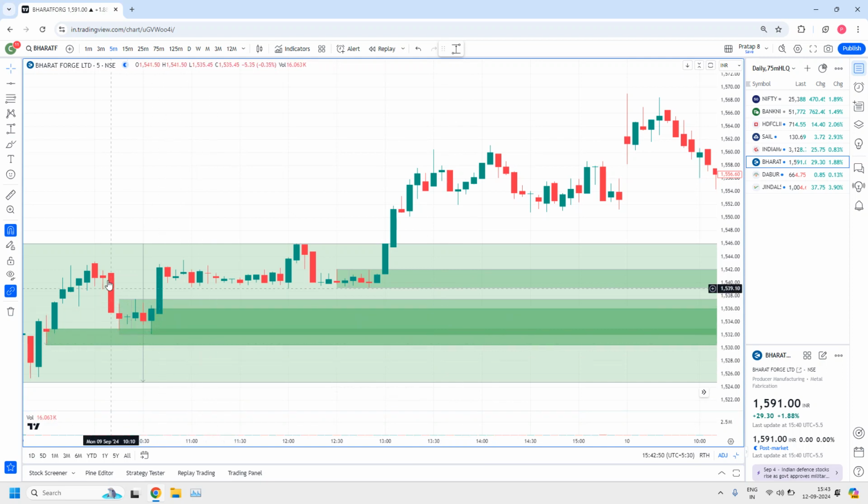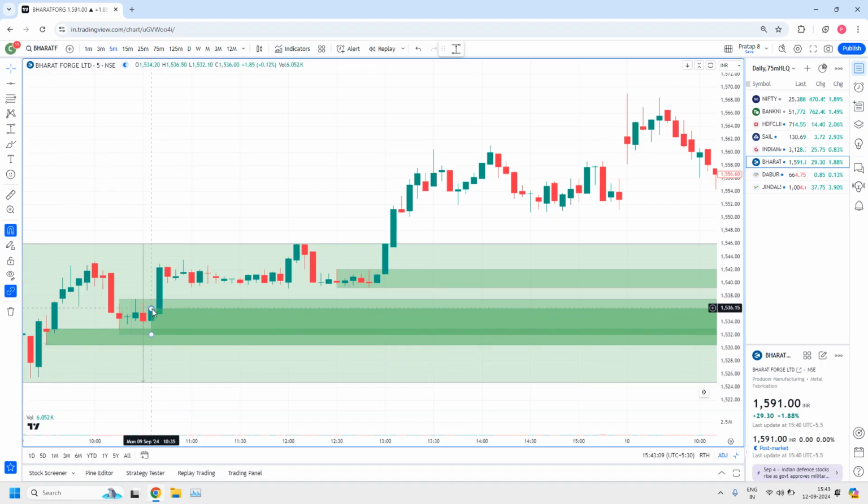Okay, we have another zone, drop, rally, and here you have 1, 2, 3, 4, 5 base candles. So type 2 proximal, I have drawn this 5 minute zone. But interestingly, there is another rally, base rally.